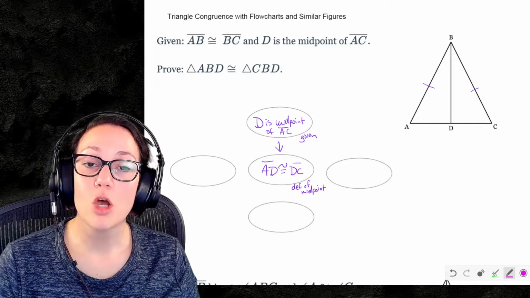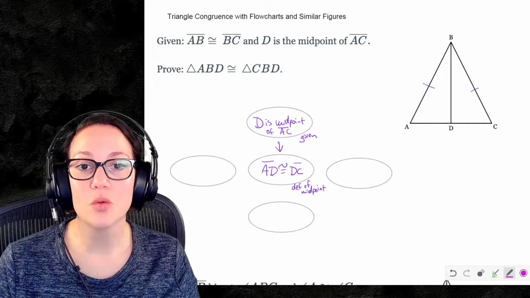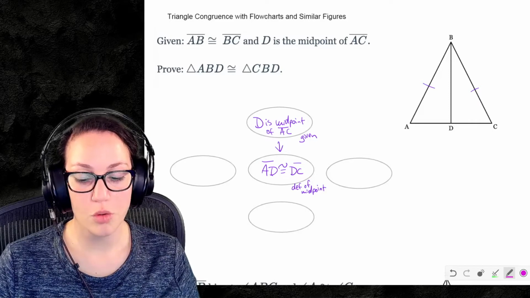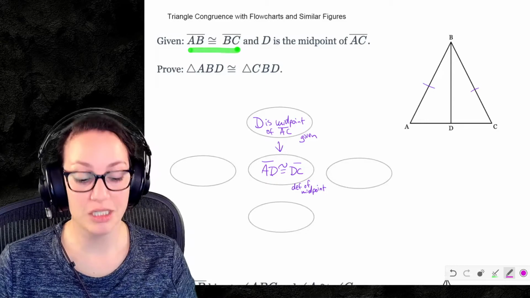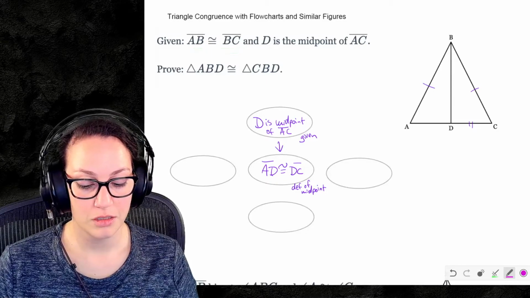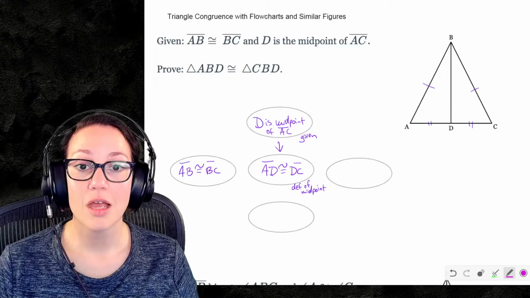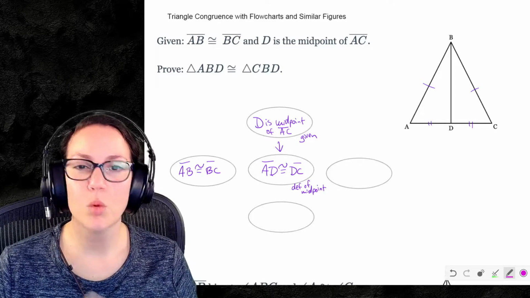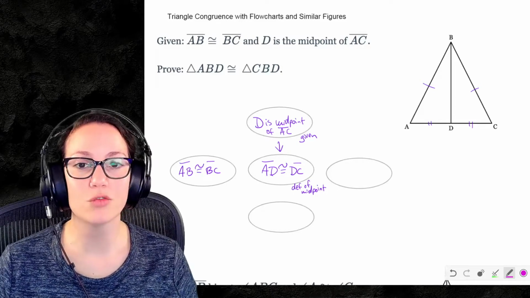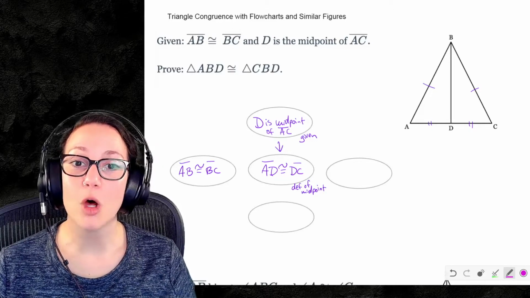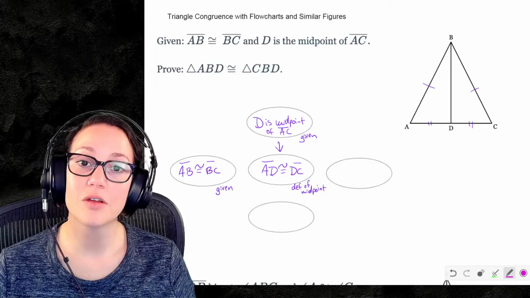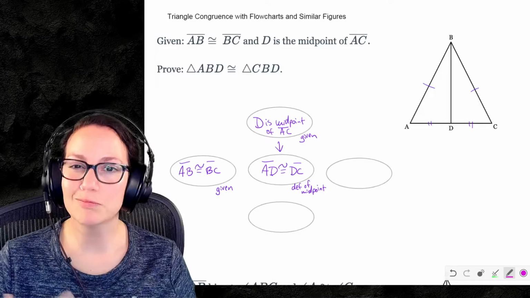All right, so let's add our other given to our flowchart. So our other given was, again, that line AB is congruent to line BC. And the reason for that, what do you think? Where did we get that information? Right, so that was also given to us. All right, so we're always using our reasoning there.